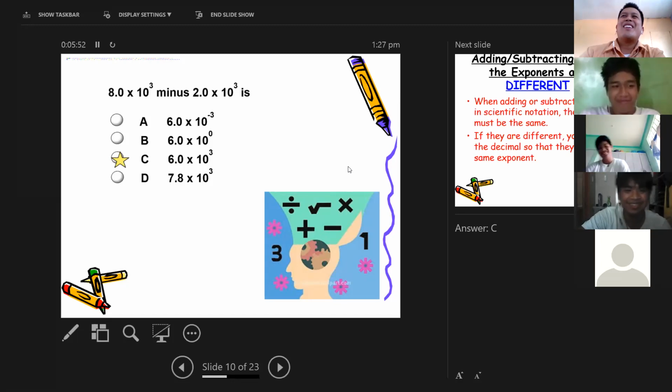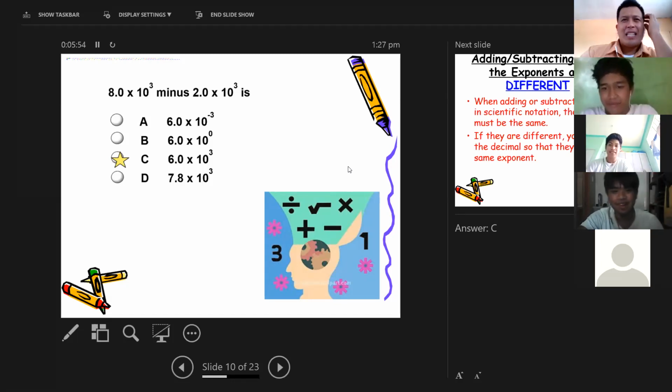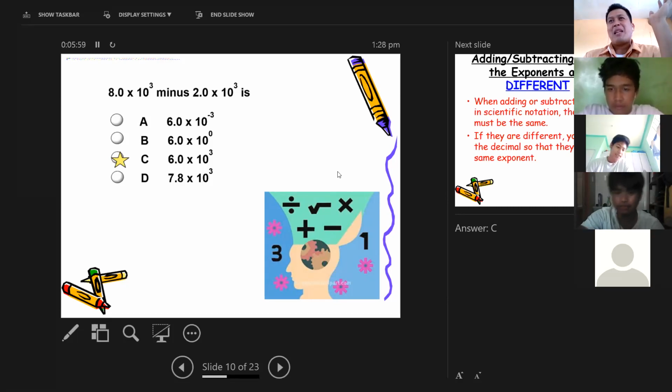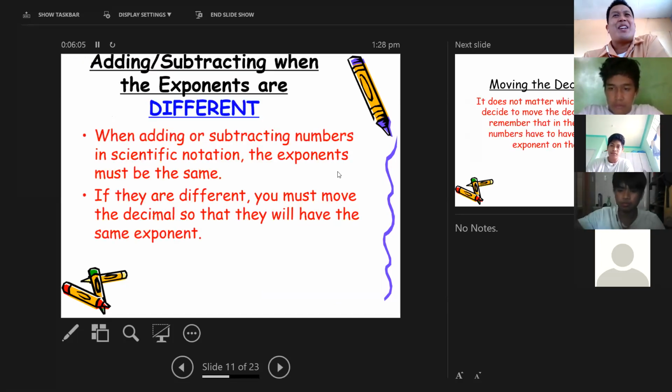Very good. So this time around, the previous examples simply talk about similarity of the exponent of the base of 10. What about if they do have different exponents, class? This is what we're going to do. When adding or subtracting numbers in scientific notation, the exponents must be the same. Otherwise, if they don't have the same exponent, make them similar.